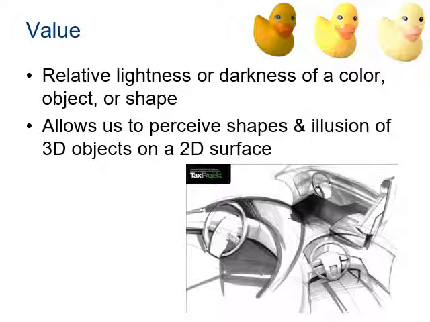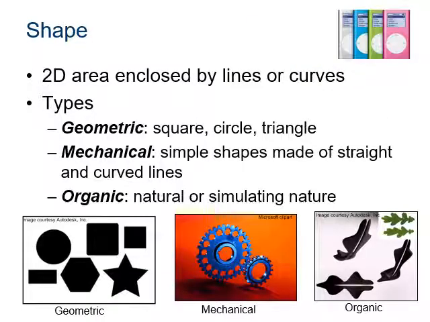Value allows us to take things that are two-dimensional, like pencil on paper, and make them look 3D, such as this drawing at the bottom right. The very dark area at the top right of the image, showing underneath the taxi driver's foot, shows us that it's three-dimensional.